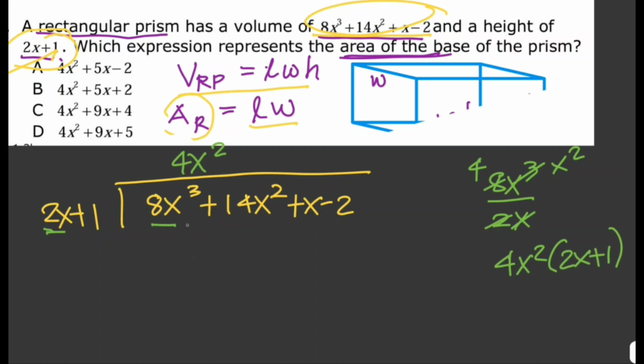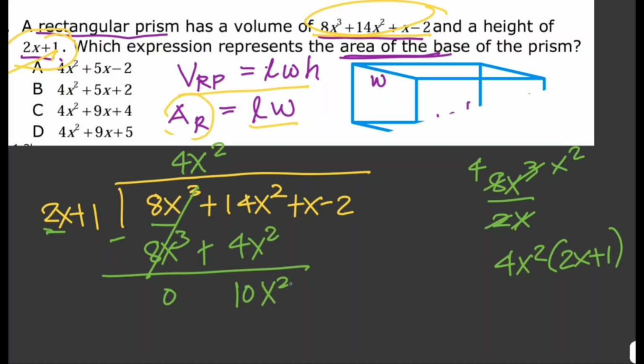Then we multiply 4x squared times 2x plus 1. So 4x squared times 2x is just 8x cubed, plus 4x squared times 1 is 4x squared. And then we subtract. This one is 0. Then 14 minus 4 is 10x squared. Then we bring down x, so this is plus x.